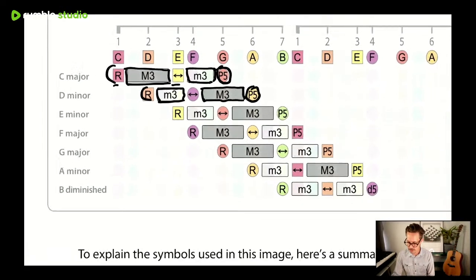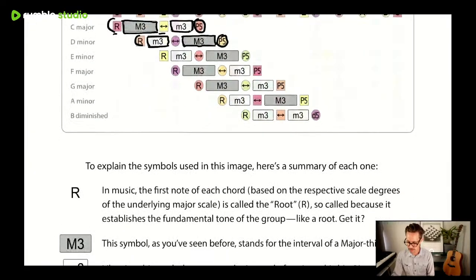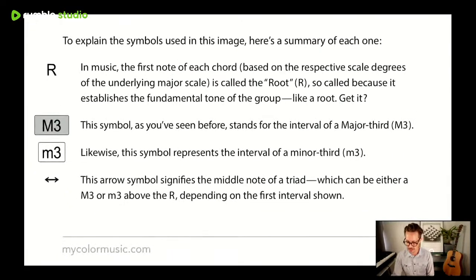Now, what I just said is probably articulated better in the lesson description here. So to explain the symbols used in this image, here's a summary of each one. R: in music, the first note of each chord, based on its respective scale degree of the underlying major scale, is called the root, or labeled R here. It's so called because it establishes the fundamental tone of the group, like a root in a plant. Get it?